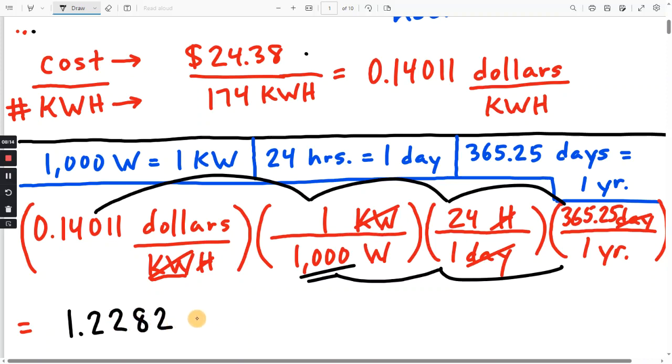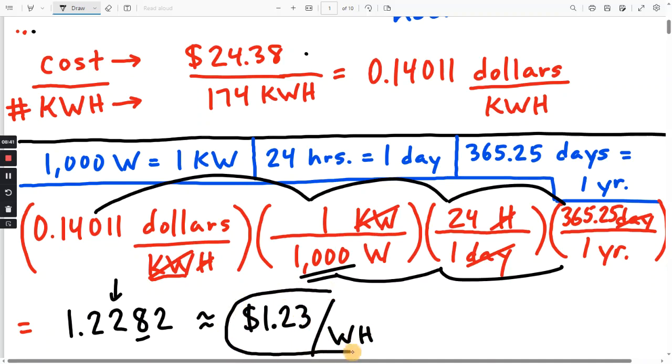Alright, since we're talking in terms of dollars, I'll round off to the nearest cent. So since the third decimal is 5 or more, this gets rounded up. So it's going to be approximately $1.23. And that is going to be per watt year. So this is what it costs to run a watt for a full year. Okay, and if you wanted to do like an 8-watt light bulb for a full year, just multiply this by 8.